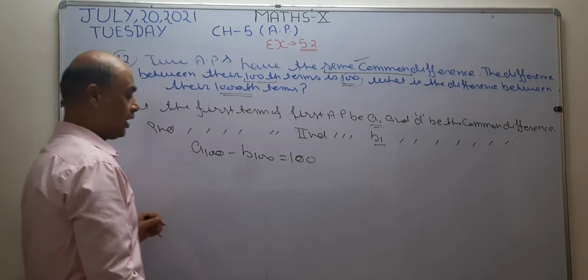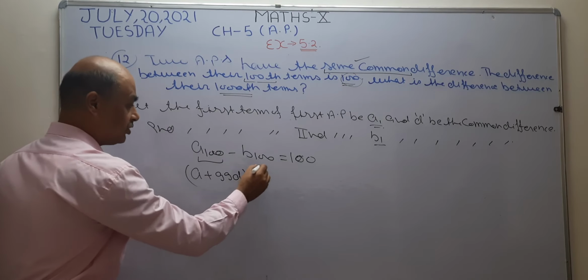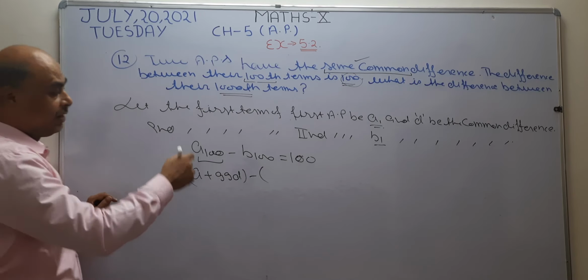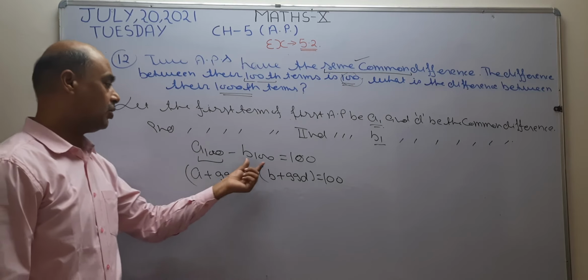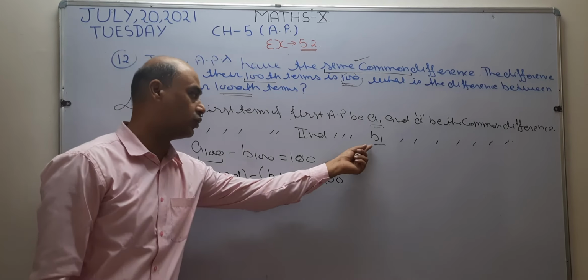Now I have to find the 100th term of the AP. The formula for finding the 100th term is A plus 99D. In the same way, the 100th term of the second AP, whose first term is B, becomes B plus 99D. So A plus 99D minus the bracket B plus 99D is equal to 100, as given.